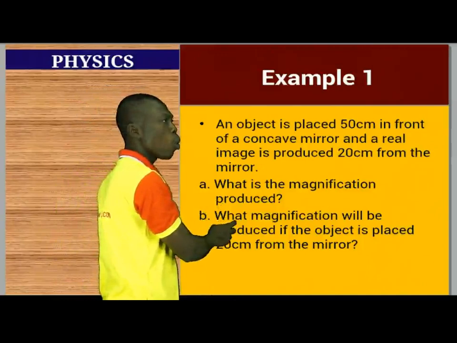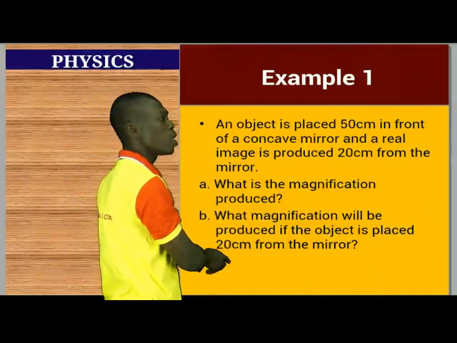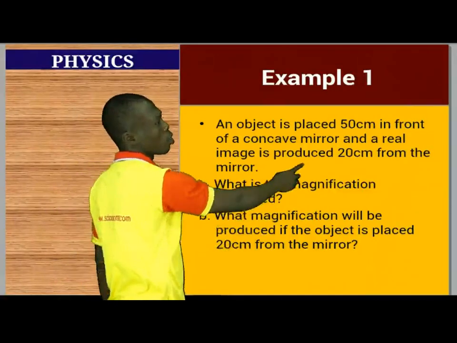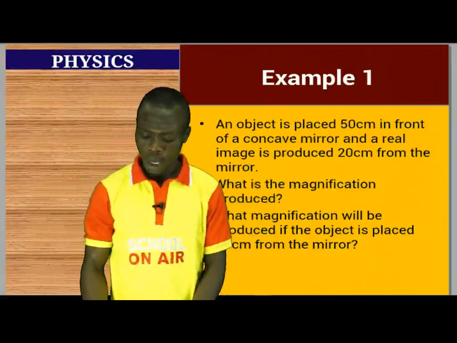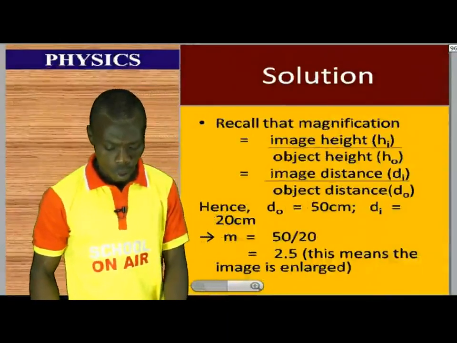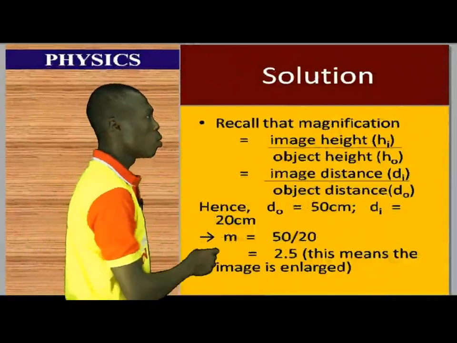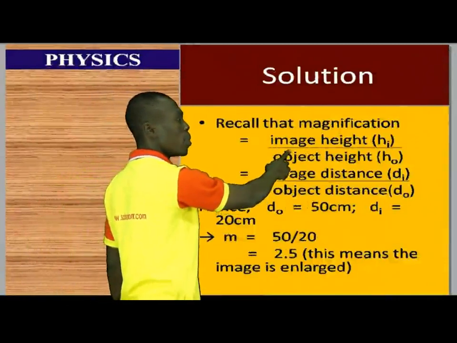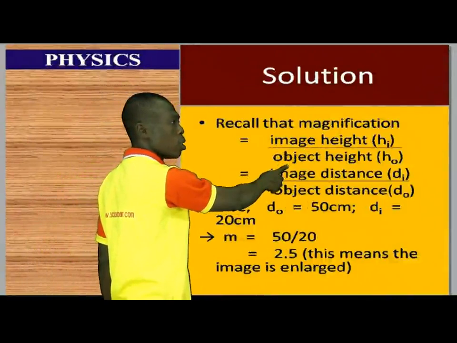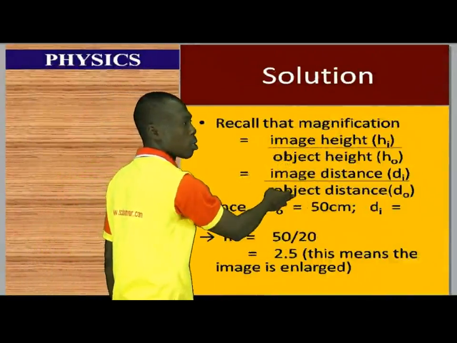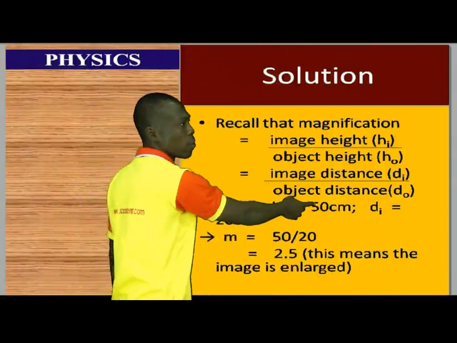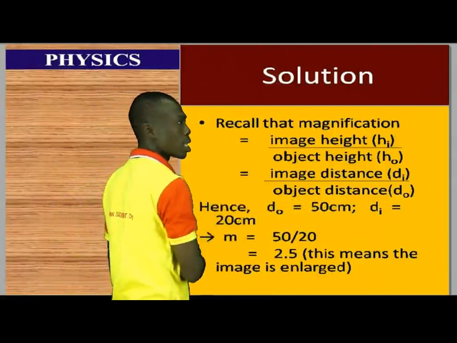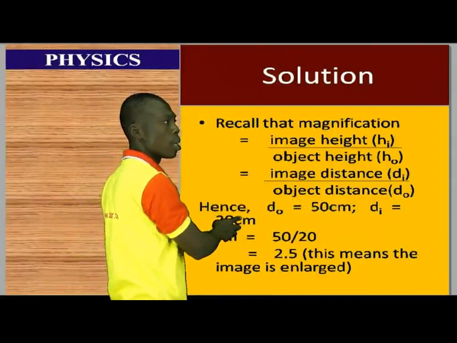Part B is saying, what magnification will be produced if the object is placed 20 centimeters? If the object is not placed 50 centimeters, if it is placed 20 centimeters, what will be the magnification that would be produced? So, solution: you recall that we said magnification is equal to what? Image height over object height, which is the same thing as what? Image distance over object distance. So in this case, the object distance that is given to us is 50 centimeters, and the image distance from the mirror that is given to us is 20 centimeters.